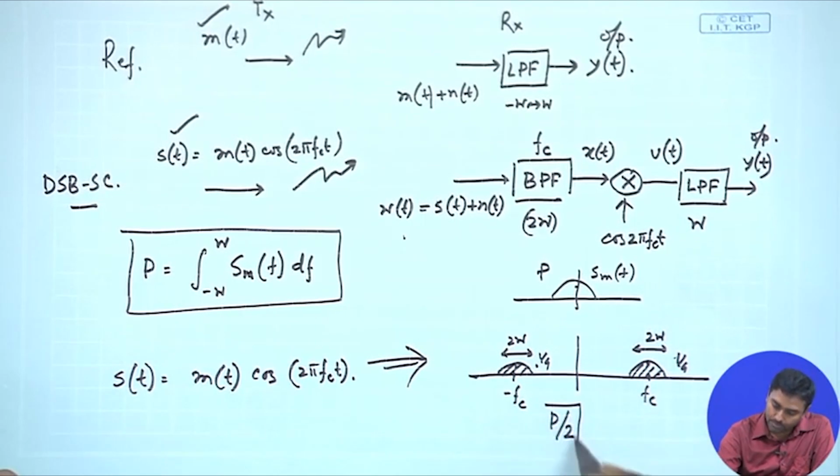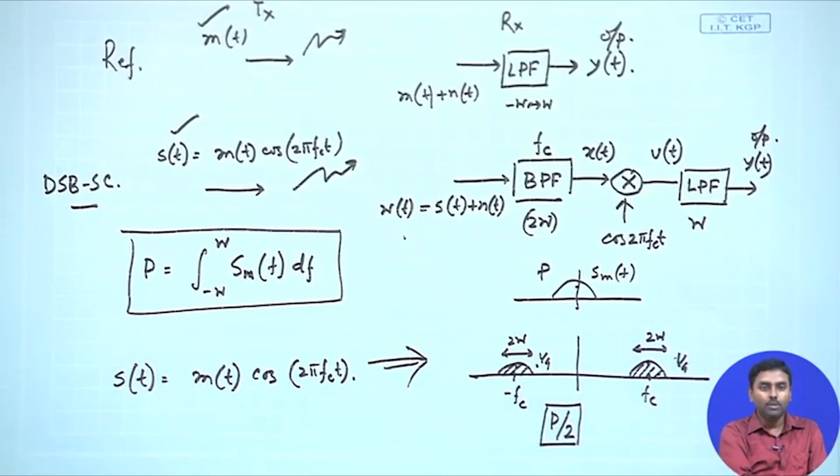If you add that, overall power should be P by 2. So, this is something we know: anywhere you multiply by a cosinusoidal or sinusoidal, you will be halving the overall power. So, immediately we know that the launch power should be P by 2. This is something we should be aware of.